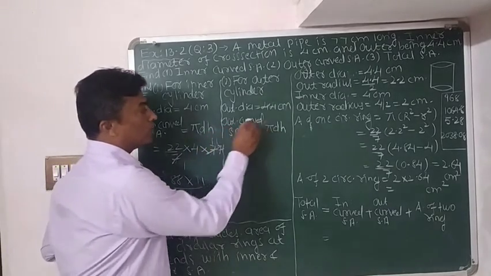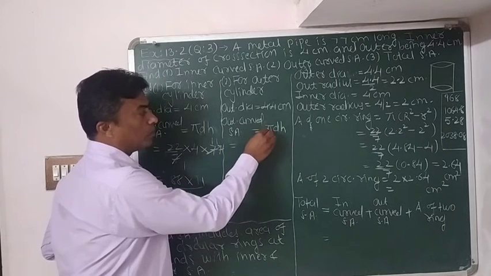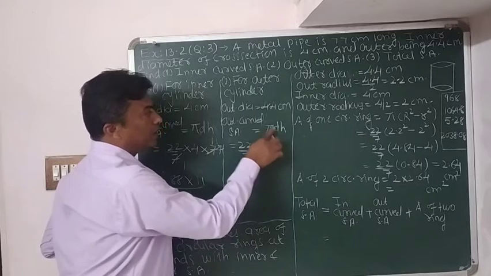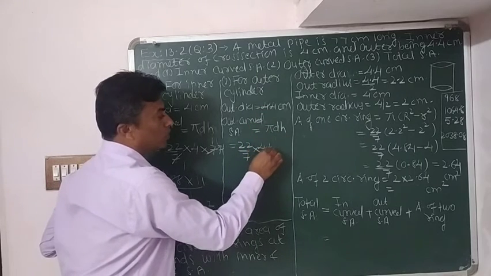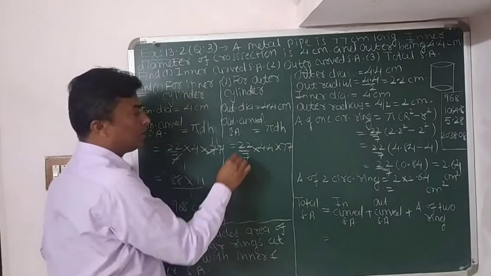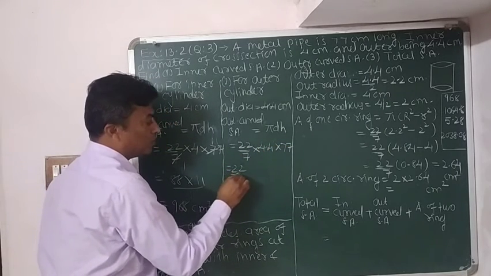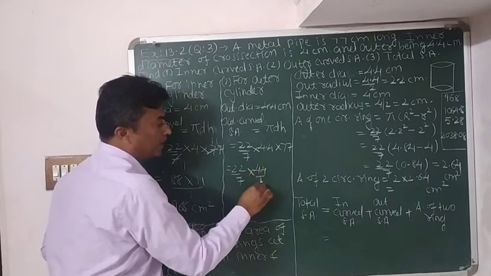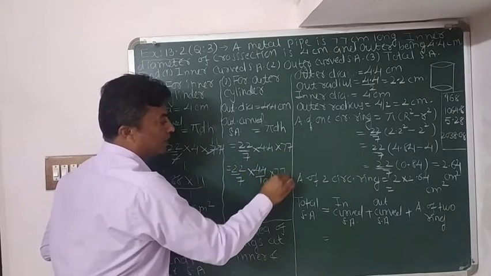So see children, the outer curved surface area is equal to pi. Pi means 22 by 7, multiplied by D. D means 4.4, multiplied by H. H means what? Height 77. Now see children, this is 22 by 7 multiplied by 4.4, so 44 by 10 multiplied by 77.